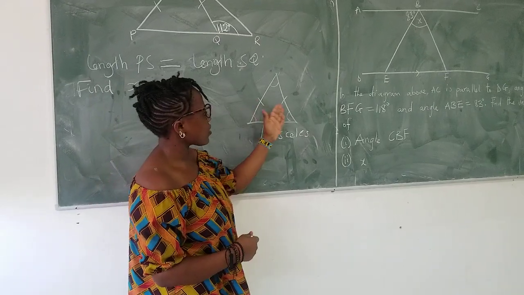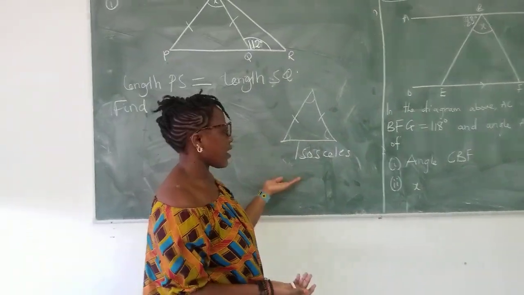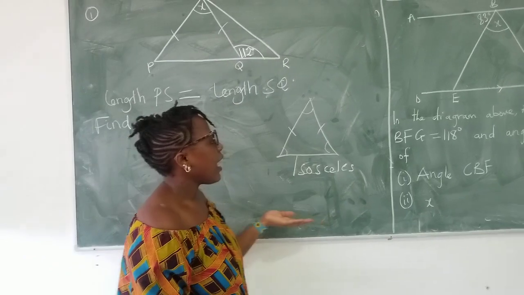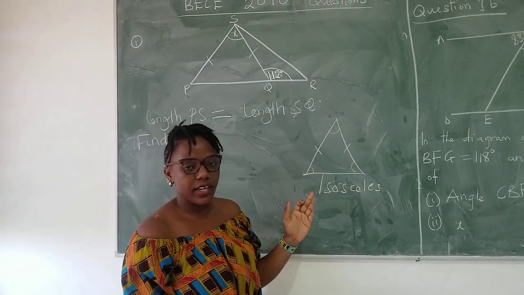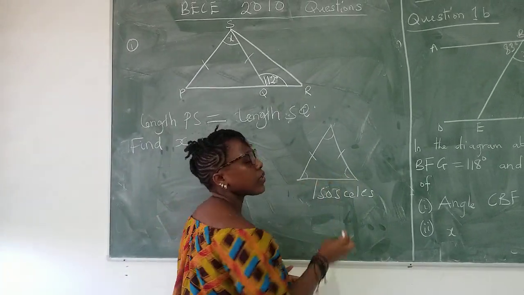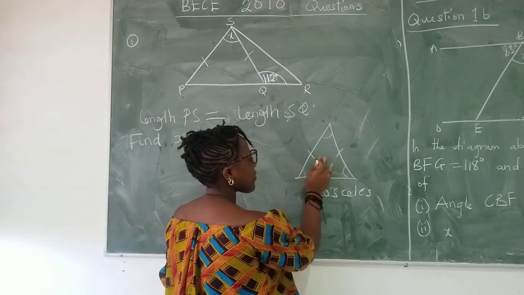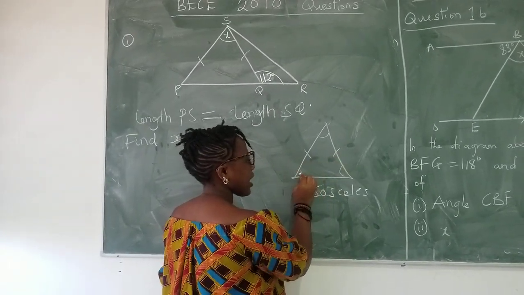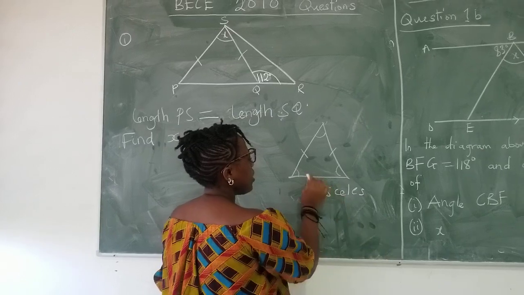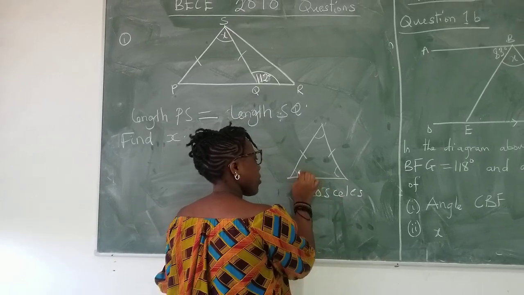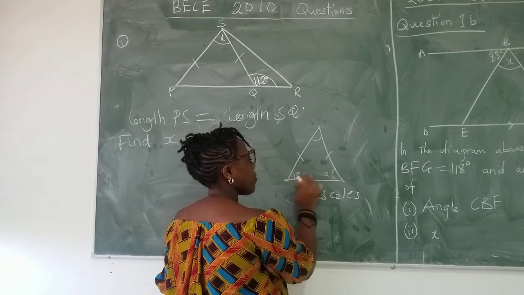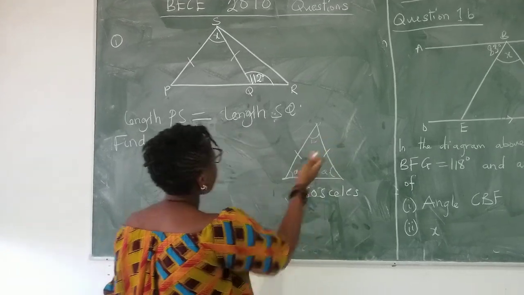A triangle which has two sides which are equal, we call that triangle an isosceles triangle. The property of an isosceles triangle is that the base angles will always be equal. So if this is our isosceles triangle, this angle and this angle will be equal. We'll have this angle A and this A will be equal, and then we can easily get the other angle.